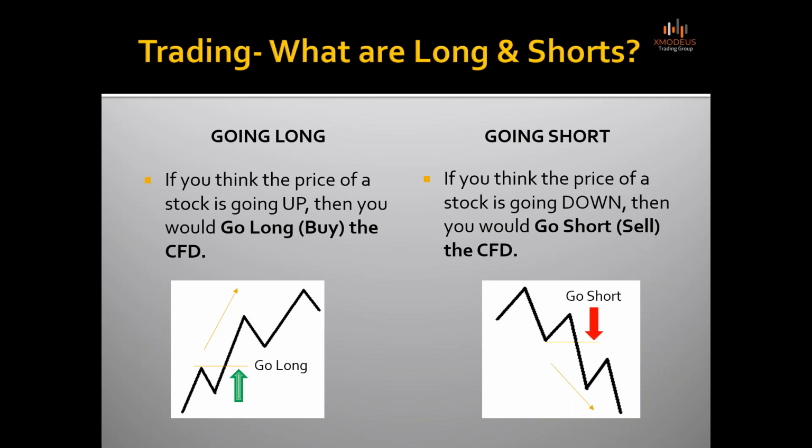In terms of derivatives trading in CFDs and in futures, going long is basically buying with the view of the CFD price going up. So if you think the price of a stock is going up and you buy the CFD, the term is going long. The opposite is going short. If you think the price of the stock or the stock CFD is going down, then you go short. So you basically sell.